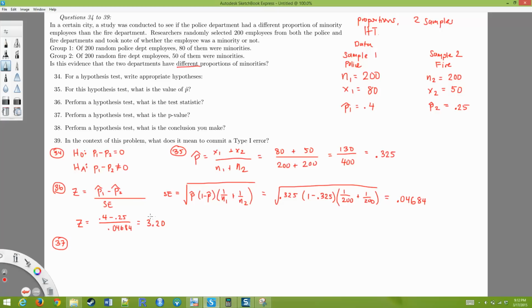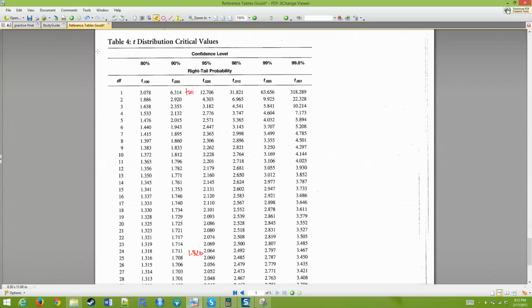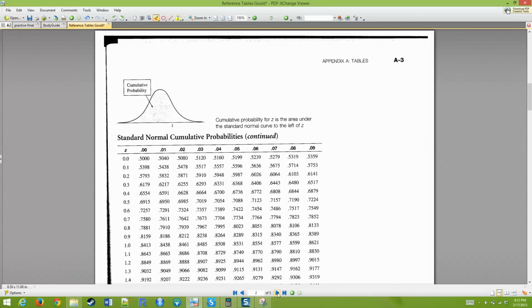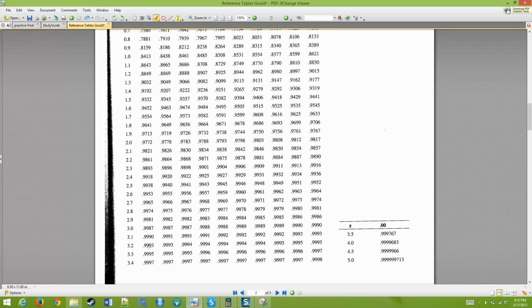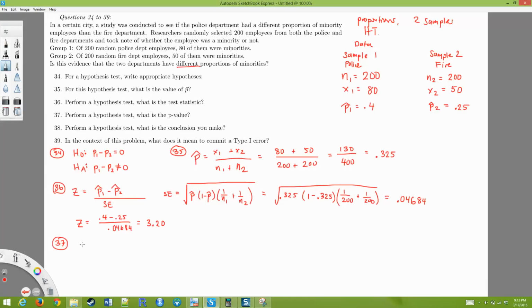So with my Z-score, what do I do to get my p-value? I go to the Z table. We're going to look up positive 3.20, and I find 0.9993. So from the table, Z equal to 3.2, the area to the left is equal to 0.9993. All right. Is this my tail area?